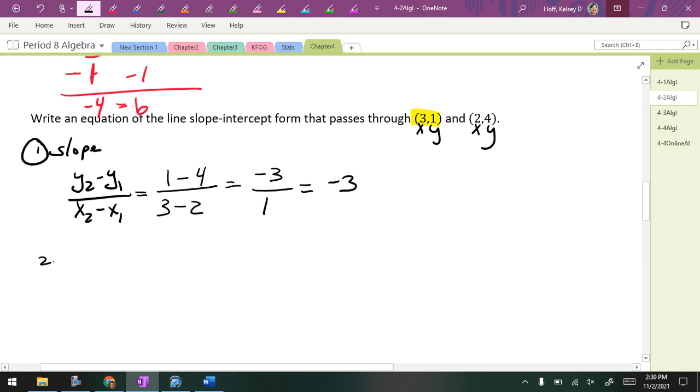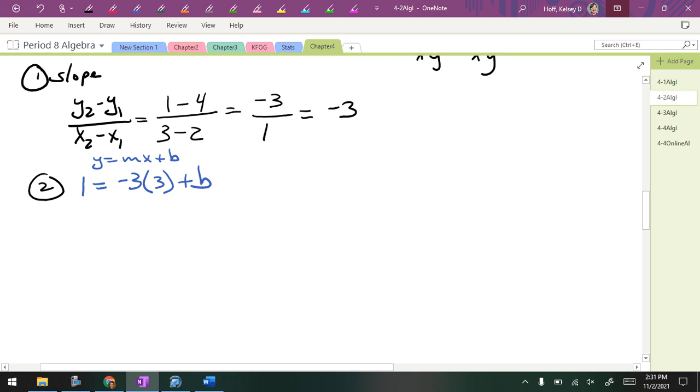So I have 1 equals negative 3 times 3 plus b. It may have helped us to write y equals mx plus b above this, just to remind ourselves what we're filling in, right? Negative 3 times 3 is negative 9. To get b by itself, add 9. B is 10. My final answer.